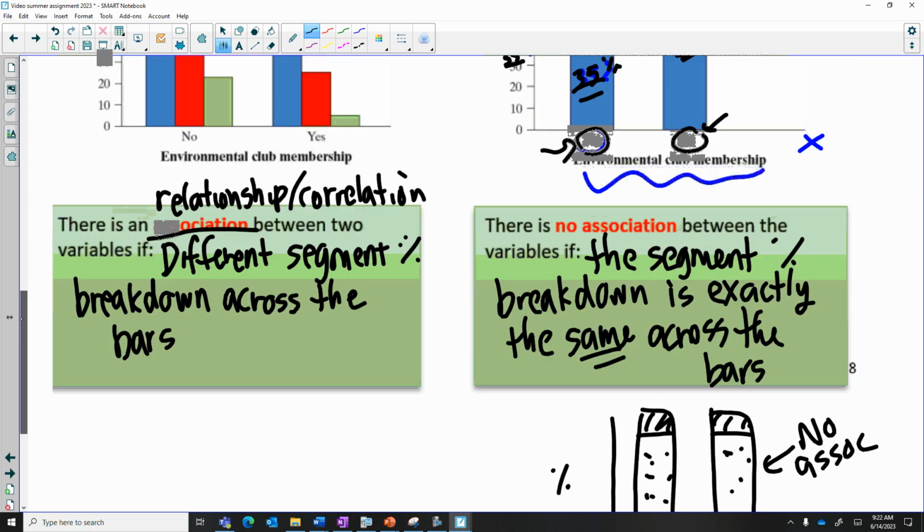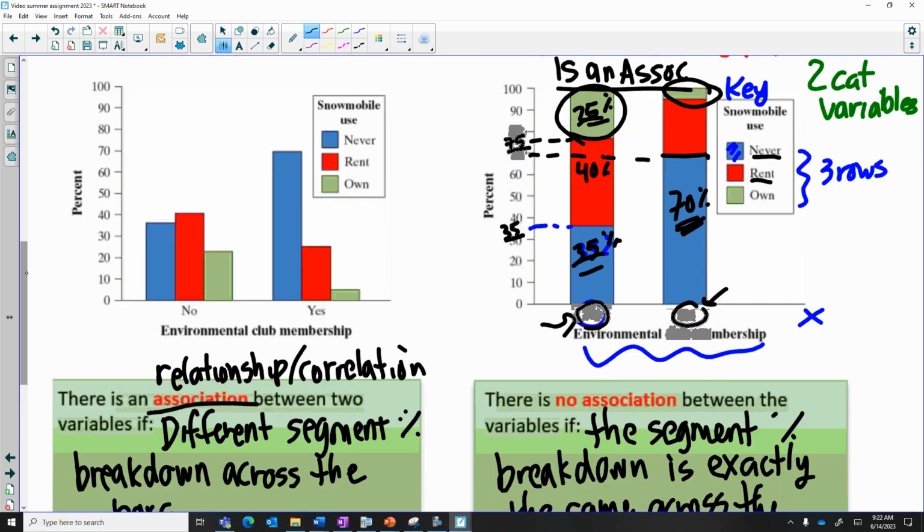Now, on the AP, they might ask you to describe the association that you see. If they ask you to describe, we don't want to just make a few sentences based on what you think. What you want to do is pick two segments and compare them across the bars. So what do I mean by that? Let's say I was looking at the blue segment, which is the nevers. I would say there is a greater percent of people who have never used a snowmobile for those that are members of the environmental club than those who are not. Then you pick a second one. You pick maybe green, own. There's a greater percent of people who have owned a snowmobile and those that are not members of the environmental club than those who are a member of the environmental club.